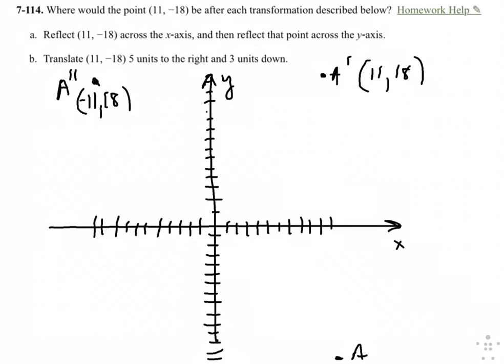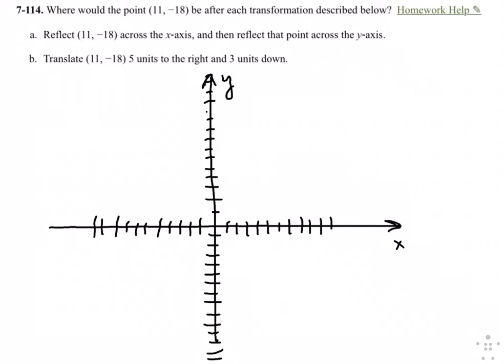Okay, now let's try B. Let me erase some of these points, right? And let's see what they're asking us to do for this. Translate 11, negative 18, so we're back to the original one. Translate that 5 units to the right. 5 units to the right.